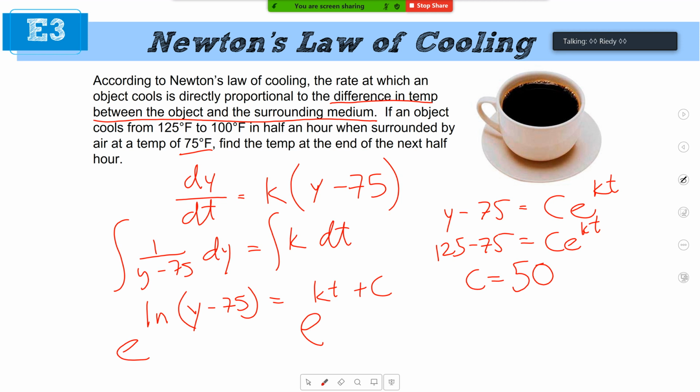So it breaks down a little bit from what we did with the original Pert equation, because in the Pert equation, that C was also always our starting amount. This is now some quantity that we're using in the problem because it's changed the problem a little bit to a Newton's law of cooling. Okay, the cup doesn't start at 50 degrees. It's the mathematical value for the C term. So our equation becomes Y minus 75 is equal to 50 times e to the kt. Then we can use the 100 and the 125 to solve for k and go from there.